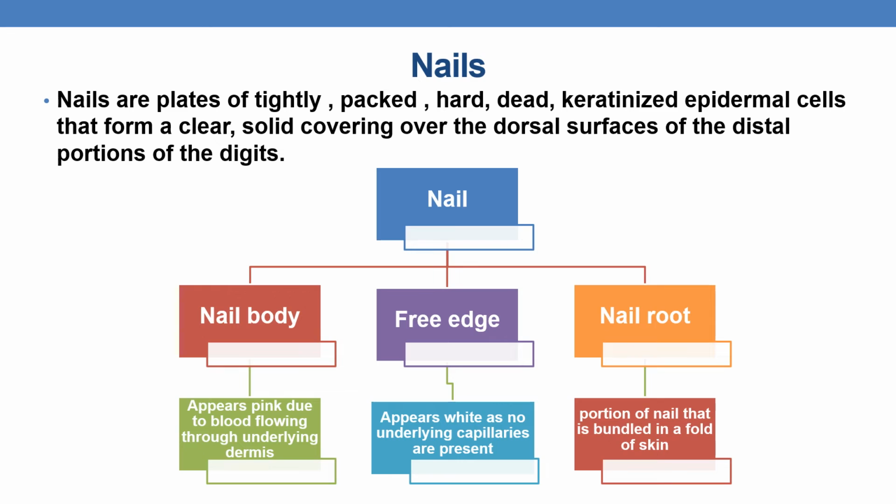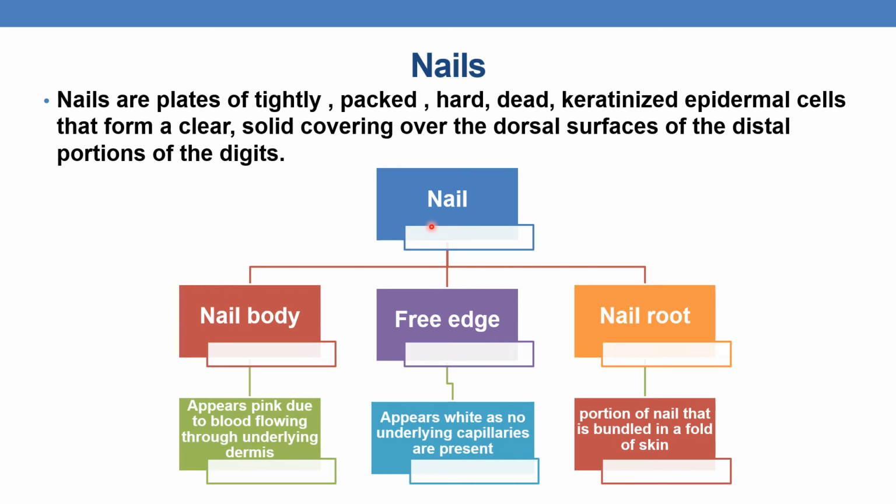Now coming to the next topic, nails. Before discussing the CPTs, let us briefly discuss the anatomy of nails. Nails are plates of tightly packed, hard, dead keratinized epidermal cells that form a clear, solid covering over the dorsal surface of the distal portion of the digits.